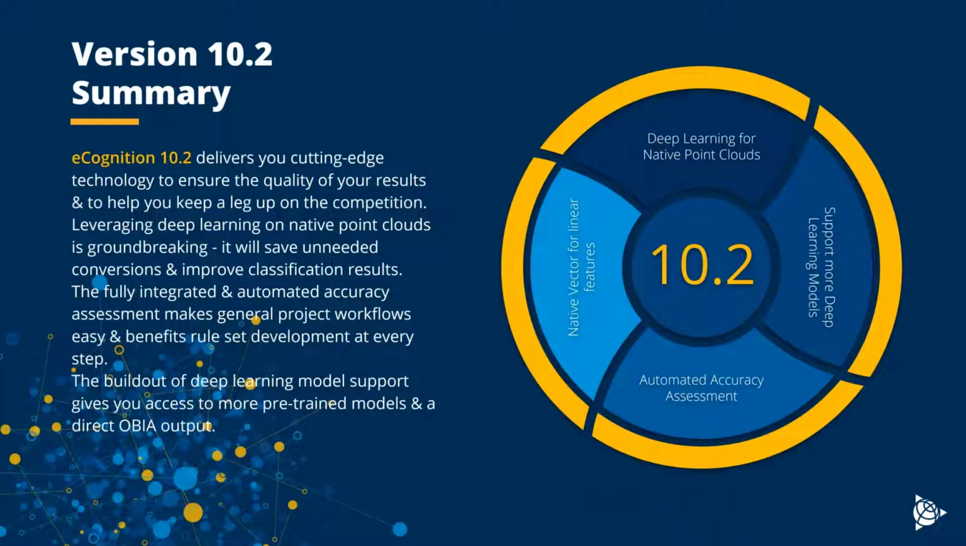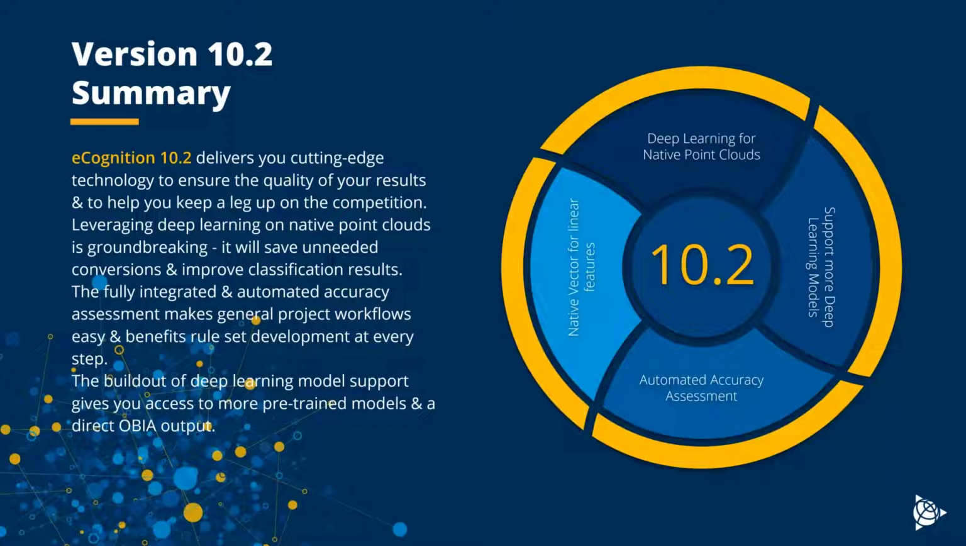So in summary, version 10.2, we're really delivering cutting edge technology. I think we've always done that, but we're really pushing the bounds here now, bringing deep learning with native point clouds and other third-party deep learning models to help you get a leg up on the competition. Some of the other packages out there don't do this, or don't do it nearly as well as we do. You can leverage deep learning on native point clouds. This is groundbreaking. It saves you unneeded conversion times and improves the classification results in the end.